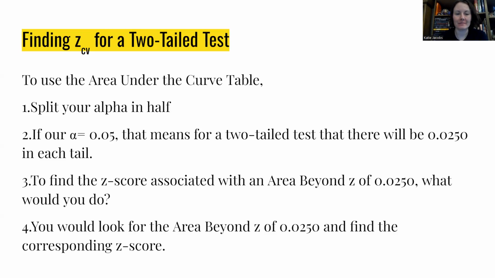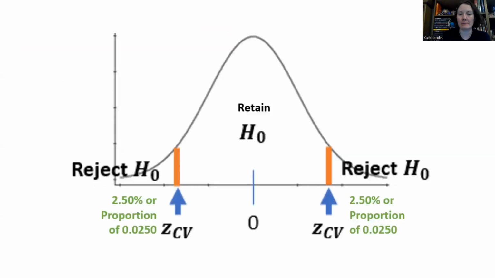Okay, so you'd look for the area beyond z of 0.0250, and then find the corresponding z-score to it, and that's going to be your critical value number. So here we'll see that we'd have that critical value on the right side. We'd also have it on the left side of 0. So the one on the right will be positive, the one on the left will be negative.